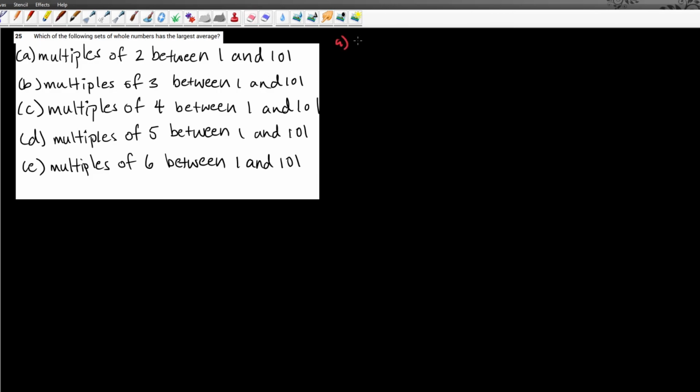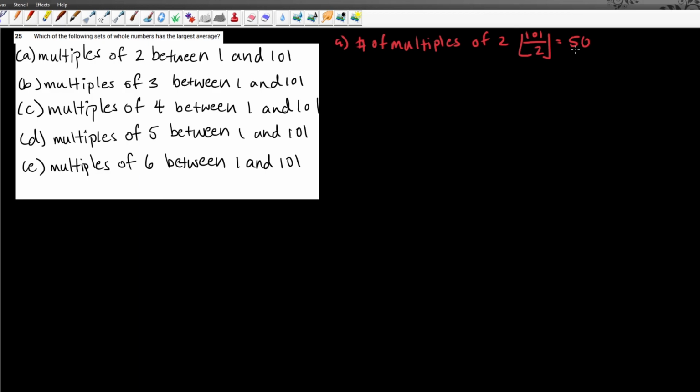So let's do A. We want to figure out the number of multiples of 2, right? So we do 101 divided by 2, which is equal to 50.5, but the 0.5 of a number is not a multiple, so we only want the 50. Another way of doing this is taking the floor of 101 divided by 2, which is the largest integer less than or equal to the number inside. So that will be equal to 50, which means that there's 50 multiples of 2.